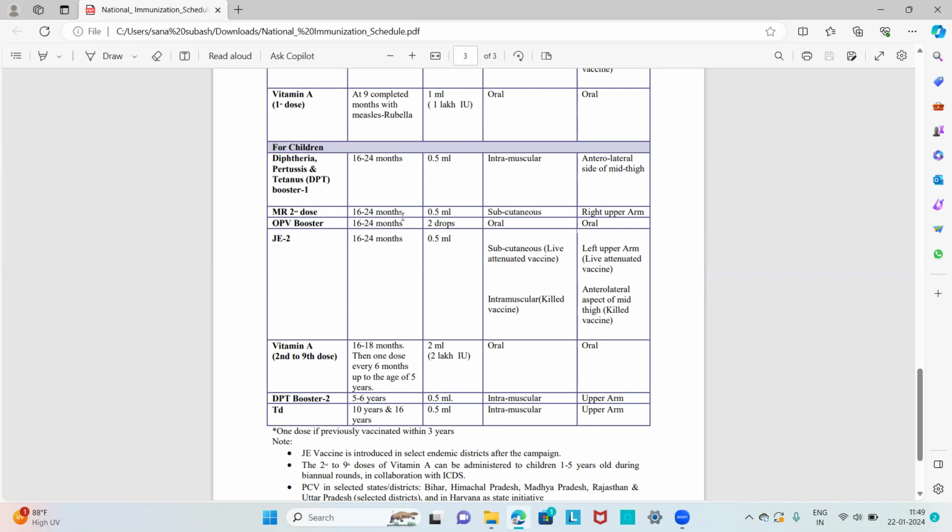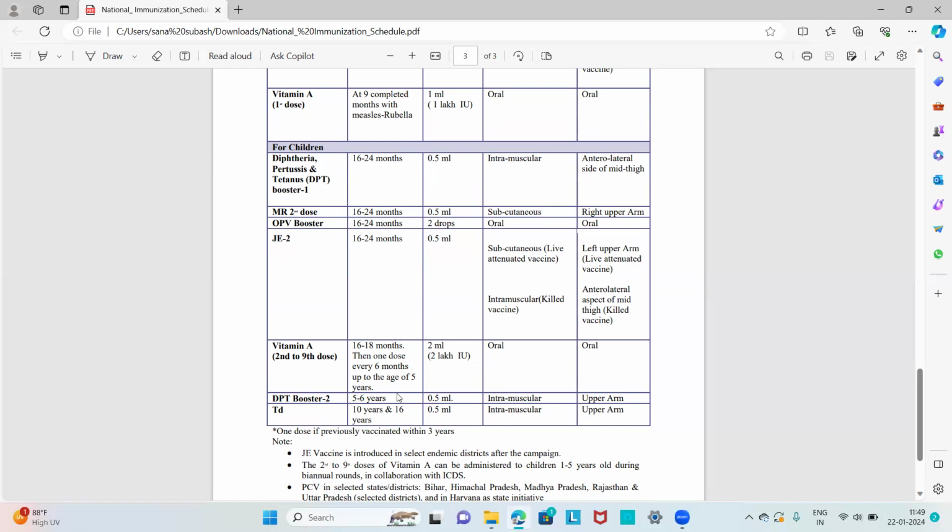And OPV booster at 16 to 24 months, we have to give 2 drops like that of the OPV first, second, and third dose. This is oral. And Japanese encephalitis 2 at 16 to 24 months, 0.5 ml subcutaneous left arm, if it is intramuscular, anterolateral aspect of mid thigh. And vitamin A second to ninth dose, it is given as one dose every 6 months. First at 16 to 18 months, then one dose at every 6 months up to the age of 5 years. It is 2 lakh international units, and it is oral.